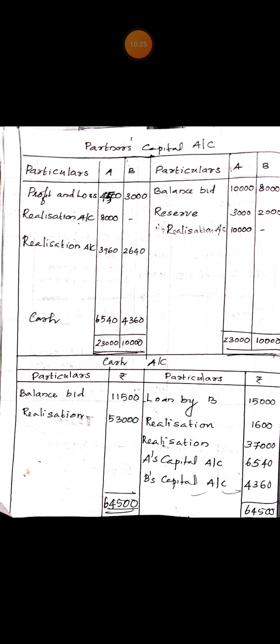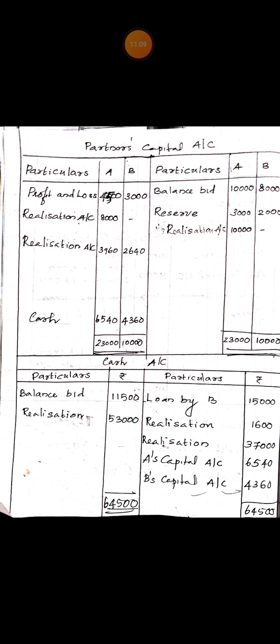Capital account debit side realization 8,000. Then again realization 3,960 and 2,640. These two amounts are the realization losses, 3,960 and 2,640. Next, balancing of partners capital account. Balancing figure 6,540 and 4,360. A's balance 6,540. B's balance 4,360. Transfer this cash to the credit side of cash account.